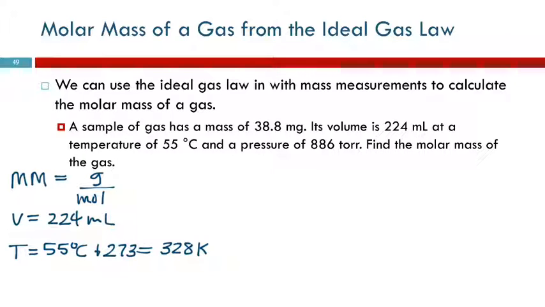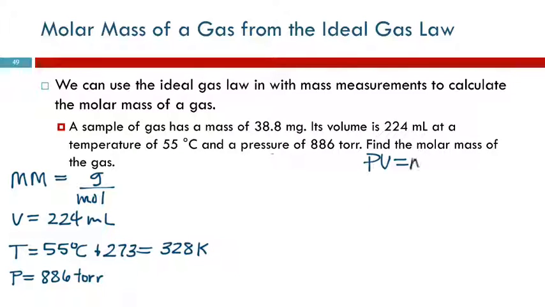Right? So mean pressure is 886 torr. We need the ideal gas law, PV equals nRT. This time we're solving for n. We want the moles of gas. I don't want to put that right there. I want to move it over.